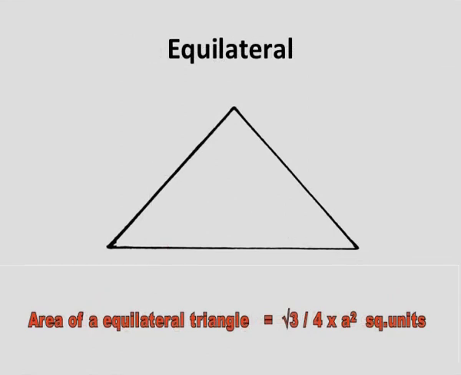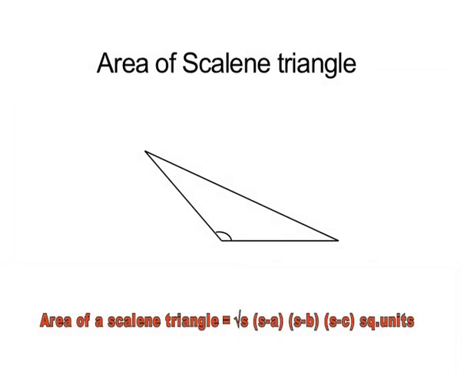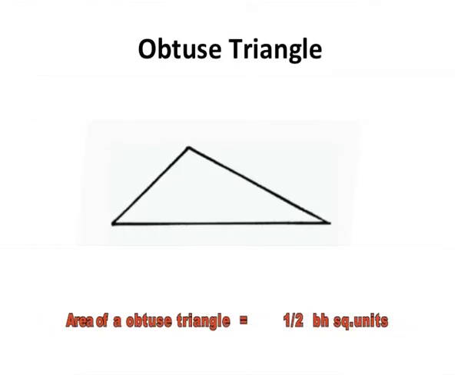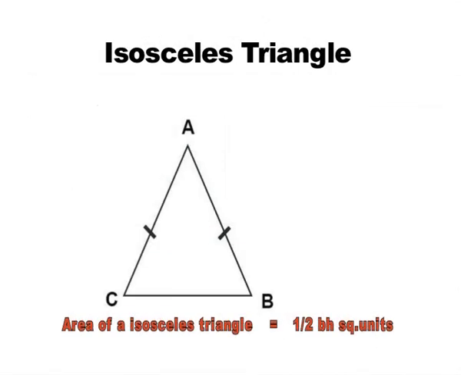Area of an equilateral triangle is square root of 3 by 4 into a squared square units. Area of a scalene triangle is square root of s into s minus a into s minus b into s minus c square units. Area of an obtuse triangle is half into b into h square units, that is base into height. Area of an isosceles triangle is half into breadth into height square units.